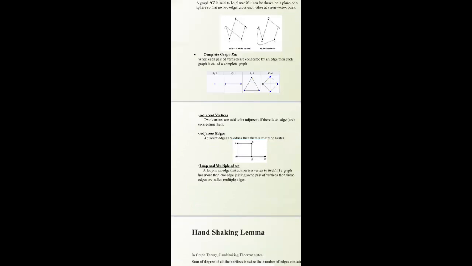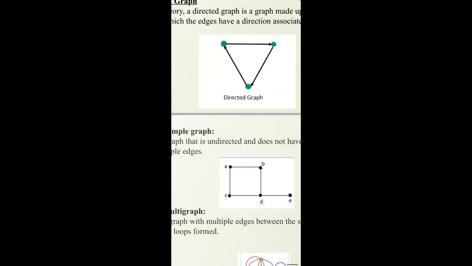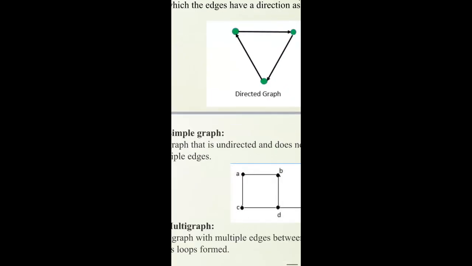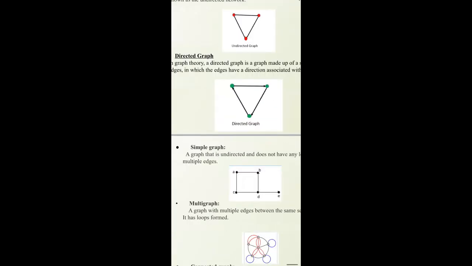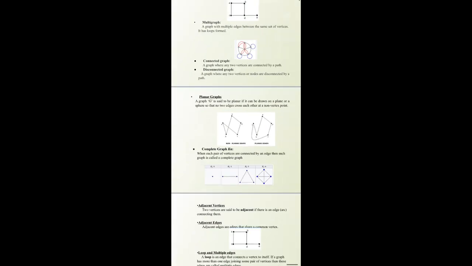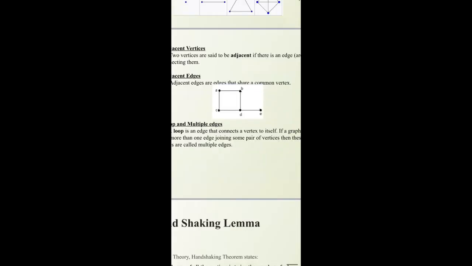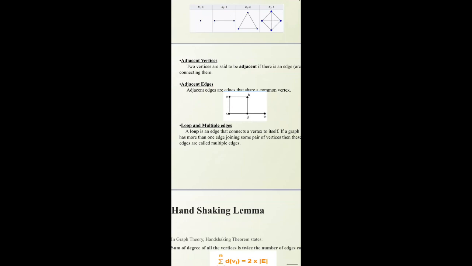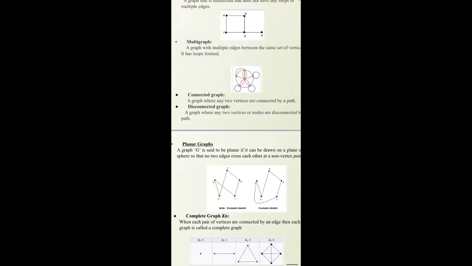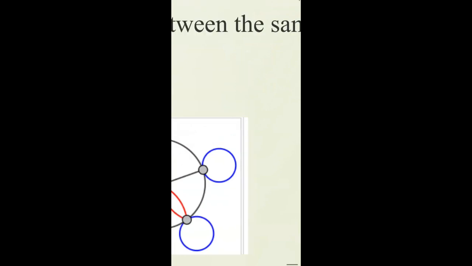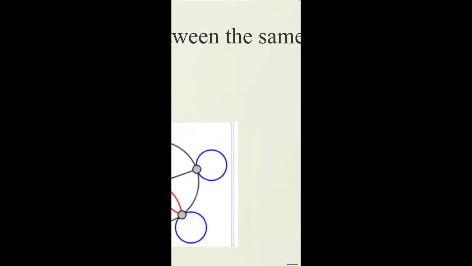Next, the concept of loop and multiple edges. Same concept as in the simple graph I discussed earlier. A loop is an edge that connects a vertex to itself. Any edge that connects a vertex to itself is called a loop. For example, this one: a vertex shares an edge with itself. This is a loop.